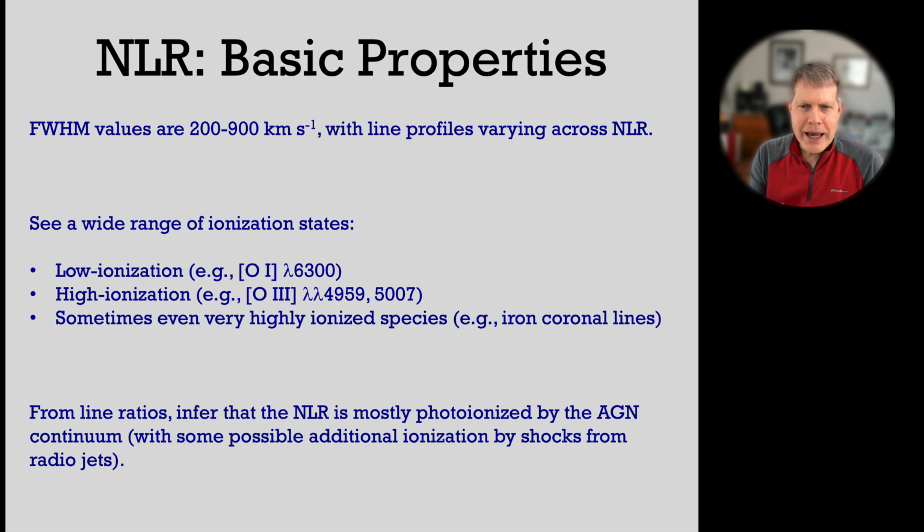The nuclear radiation is shining out from the AGN upon the narrow line region, and that is what is making the narrow line region ionized. Okay, there may be some possible additional ionization by shocks from radio jets. That is still a bit of a debated issue, the details of that, but I don't think anyone would argue against the idea that the primary ionization mechanism of the narrow line region is photoionization by the AGN.